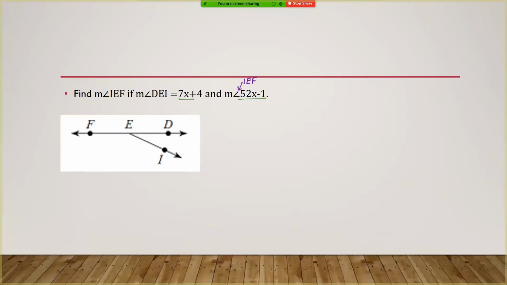So DEI is 7x plus 4. That's this angle in here. And then IEF is this angle right here. And that is equal to 52x minus 1. Now, some people might ask, or being asked to find the measure of IEF, and we were already told that IEF equals 52x minus 1. The question really wants to know how many degrees is angle IEF.